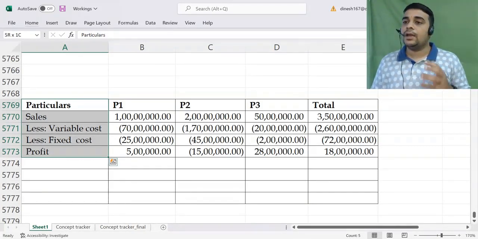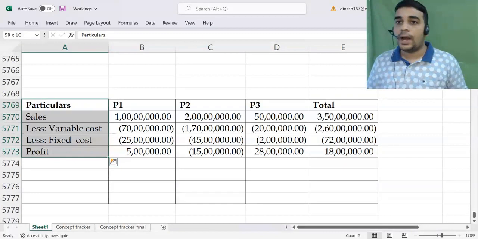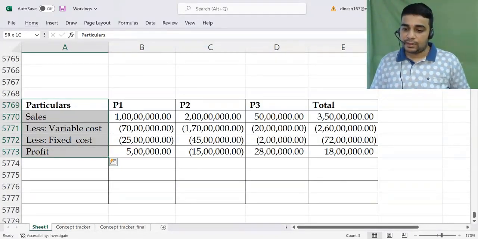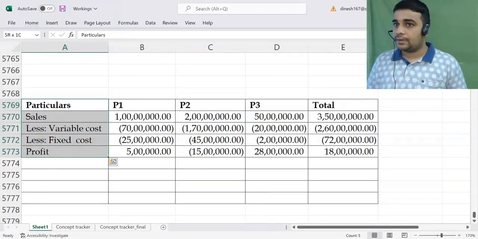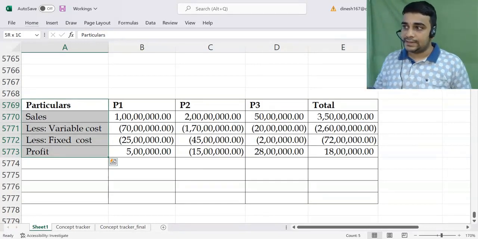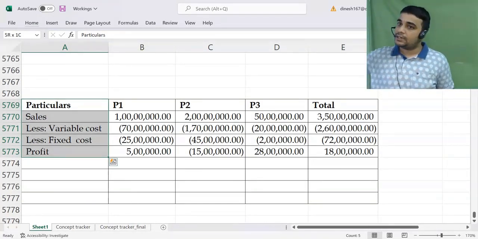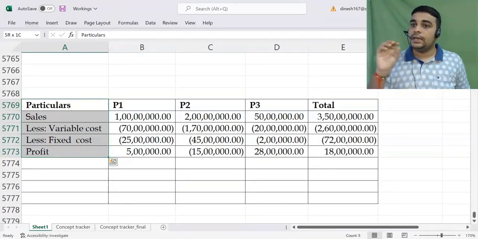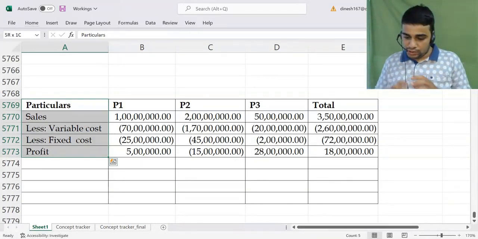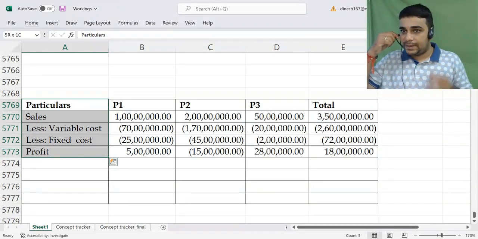A good profitability statement is one which is prepared on the principles of relevant costing. I don't say that you don't consider the cost in your profit statement, but if something is irrelevant, then please put it at the overall level. Don't put it at the individual product level. Also use the technique of activity based costing.